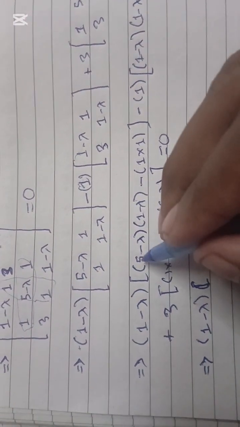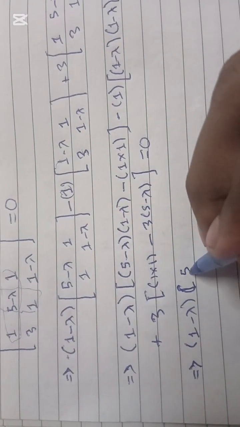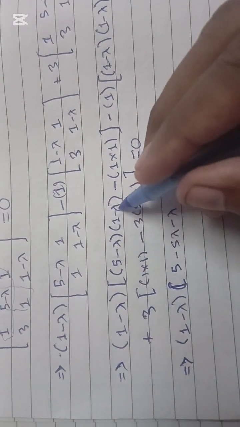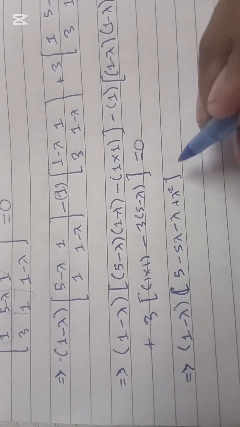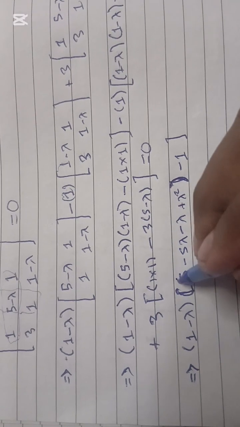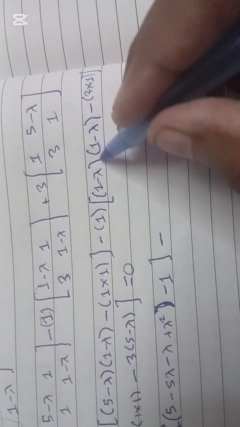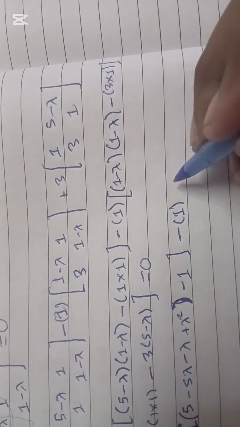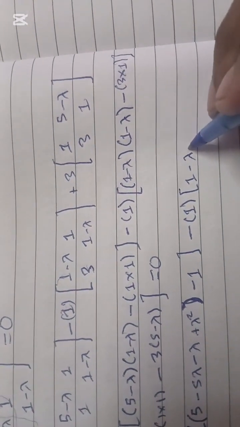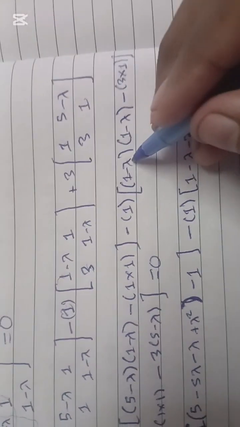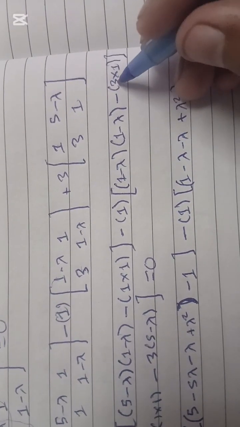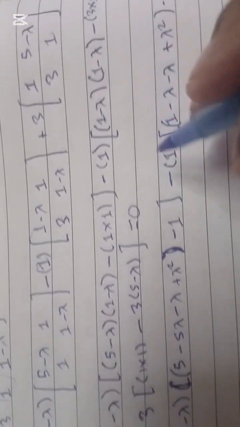Let's solve the first one. 5 times 1 is 5, 5 times minus lambda is minus 5 lambda, minus lambda times 1 is minus lambda, and lambda times lambda is plus lambda squared, so minus 1 times this. Now we solve this one: 1 times 1 is 1, 1 times minus lambda is minus lambda, minus lambda times 1 is minus lambda, lambda times lambda is lambda squared, and 3 times 1 is minus 3. So this one is done. Now we come to the next one.